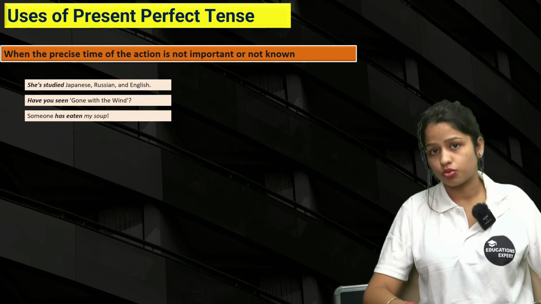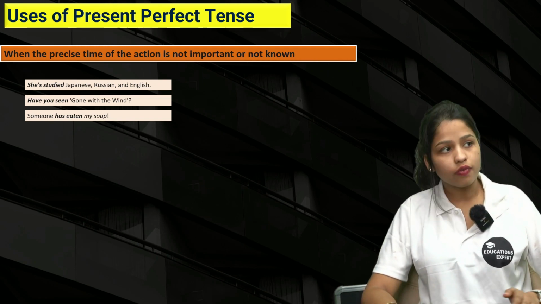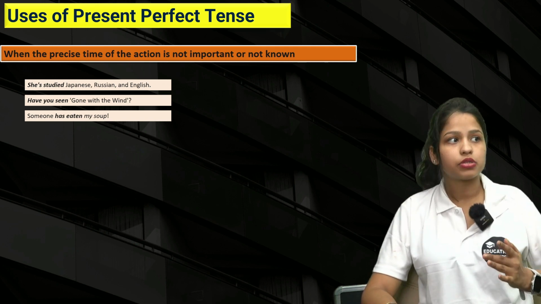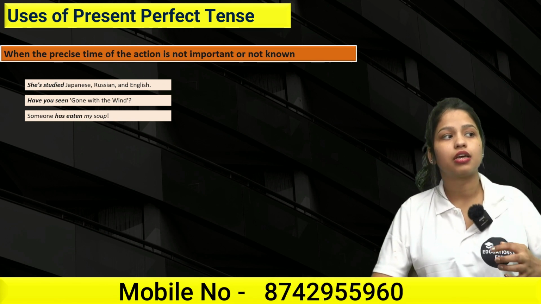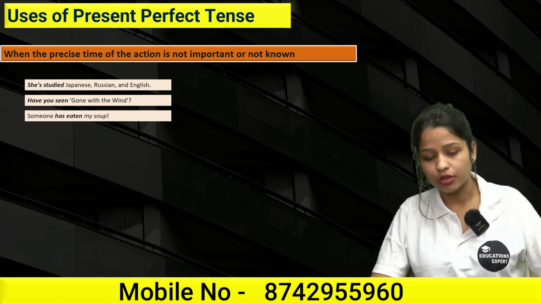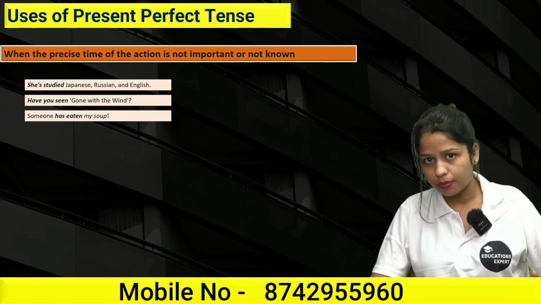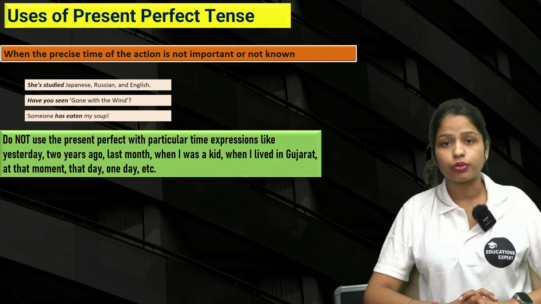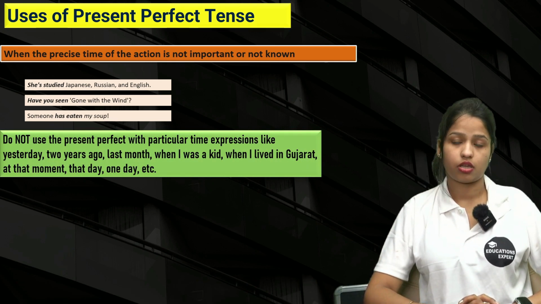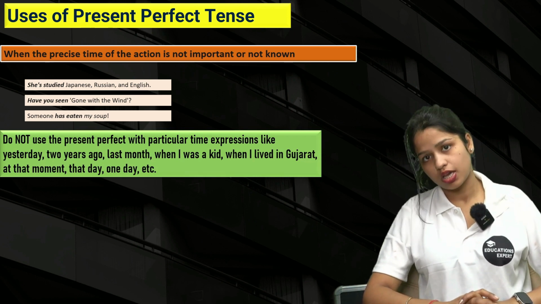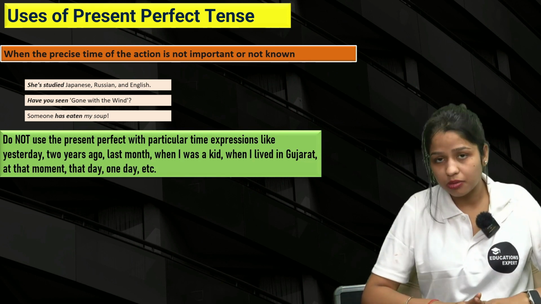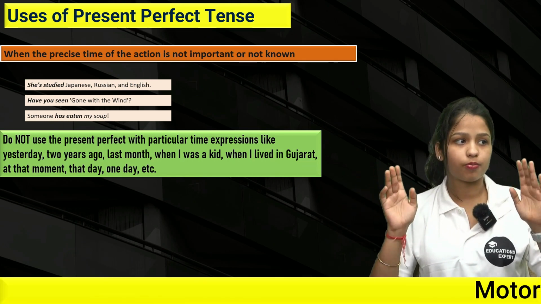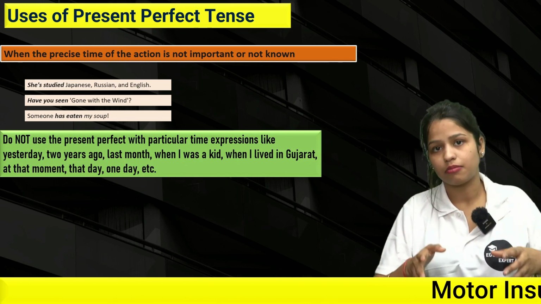Someone has eaten my soup. All of these sentences don't care about the precise time of the action. They just tell you about a time period. The action doesn't care about the time period, right? All right, now do not use present perfect with particular time expressions. When I write not in capital letters, it means you have to keep it in mind. Do not means never use present perfect with particular time expressions.